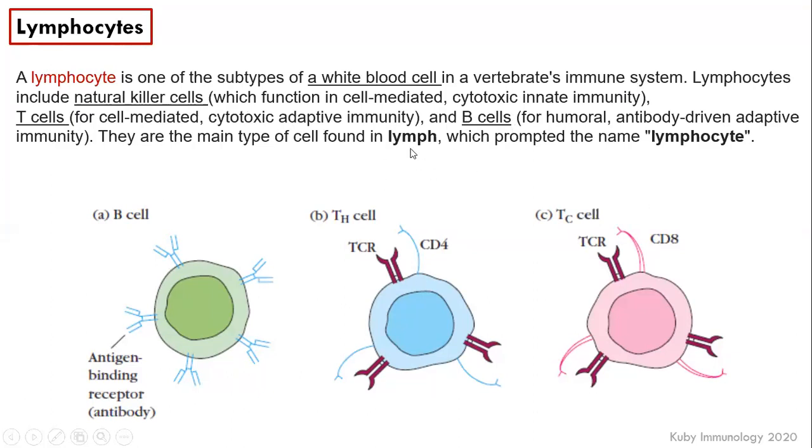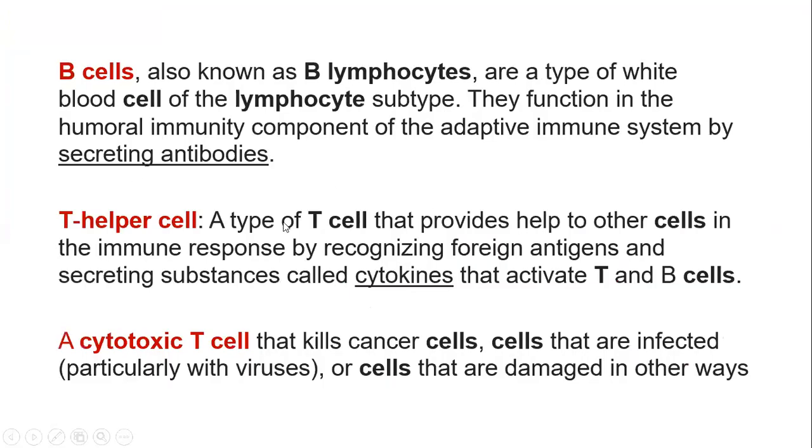And mostly these lymphocytes are produced in a specific organ called lymph. That is, the name comes from lymphocyte. Basically, lymphocytes for acquired immunity, B and T cells, we will talk more about in the further slides. Coming on to the definition of the B cells, a B cell is also known as a B lymphocyte. They function in the humoral immunity and are a component of the adaptive immune system.